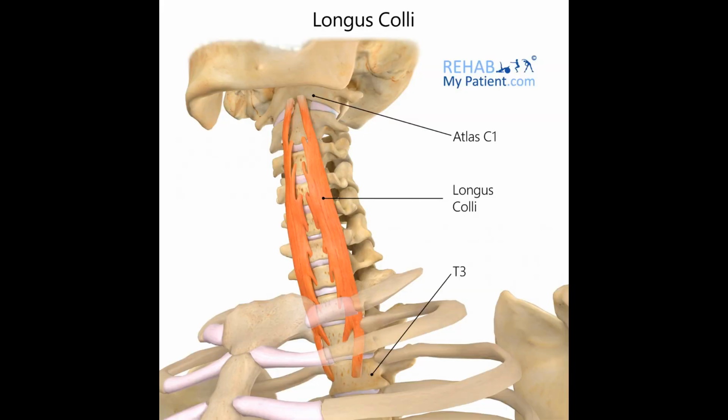Longus colli. This segmental muscle spans from the sides of the lower cervical and upper thoracic vertebrae and runs upwards to insert on the front of the upper cervical vertebrae. When it contracts, it performs a slight nod or flexion of the head. Longus colli is often known as the core of the neck.